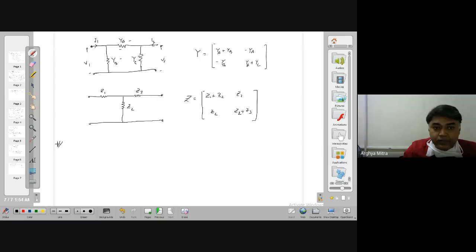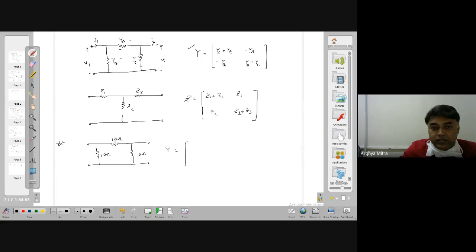For example, one problem came in this way. This is 10 ohm, this is 10 ohm, this is 10 ohm, and it is asked that you find out the y parameter. So you can go for finding out by keeping v1 equal to 0, going with the other parameters, then putting v2 equal to 0 and going for the other parameters, and in this fashion you can find out. But you can directly use this formula.